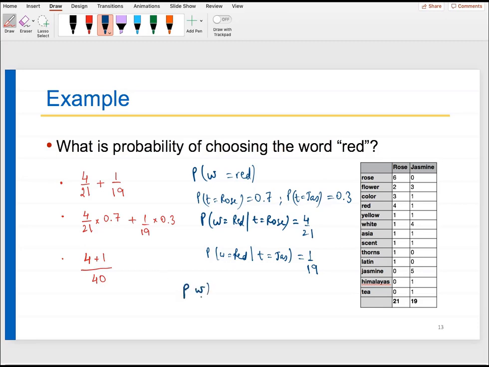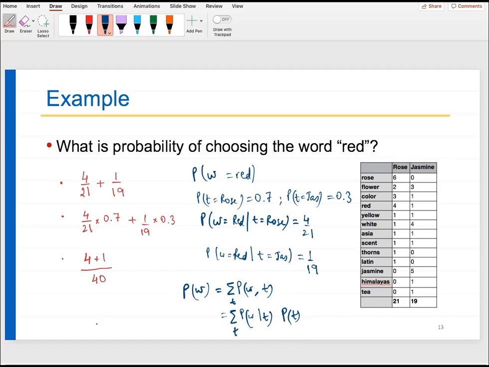Probability of W is equal to probability of W comma T summation over T. This is also equal to probability of W given T into probability of T summation over T, because I have W given T, right? Okay, do I have P of W comma T? I do not have it. But P of W given T, I do have. Probability of T, I do have. So I can use this.